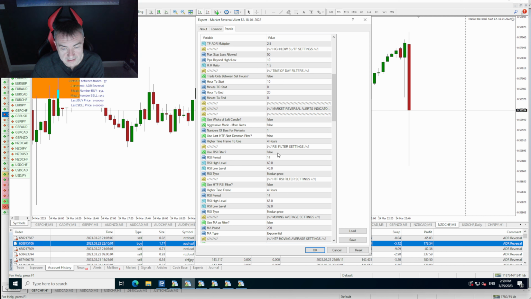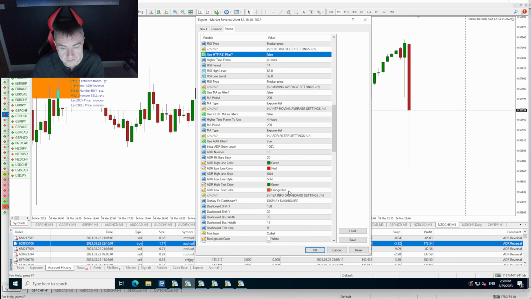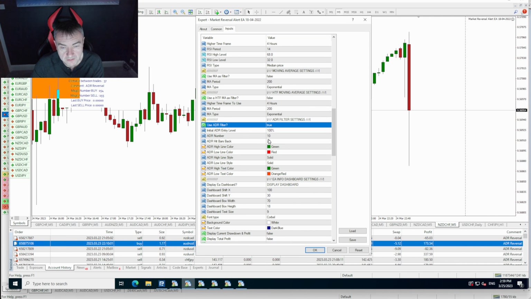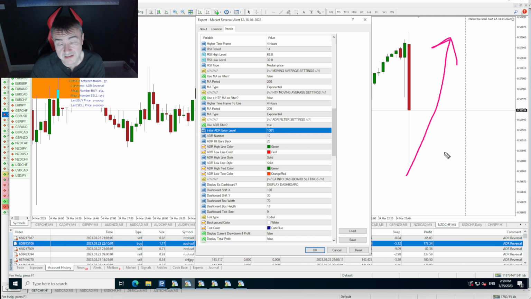This one isn't using any RSI filters. What we're using in this case is the ADR filter. So we're saying that the price has to move one ADR, 100% of its ADR on the day, and then we take an M5 reversal alert short to get into the market, and then we're looking for a very, very quick scalp profit take out of that move.